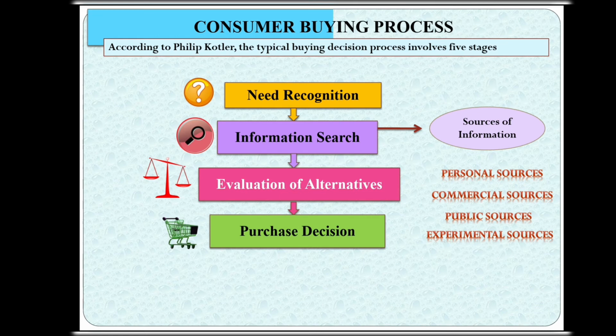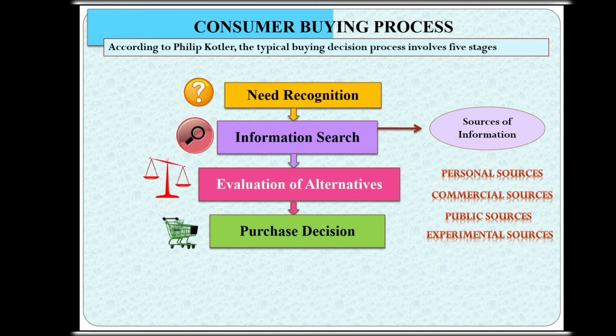So at this stage, 2 factors might influence the purchase intention and the purchase decision. First factor is the attitude of other people related to the consumer. Most of the time, the personal factor will influence more than other sources. And the second factor is unexpected situational factors. The consumer may form a purchase intention based on situational factors such as expected price and expected product benefits also.